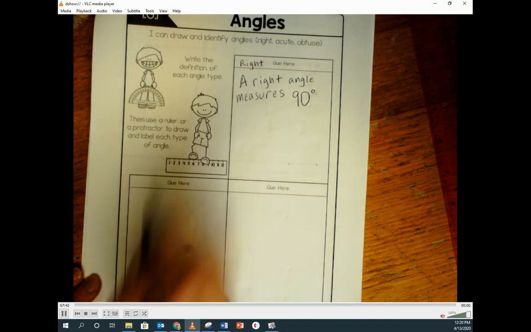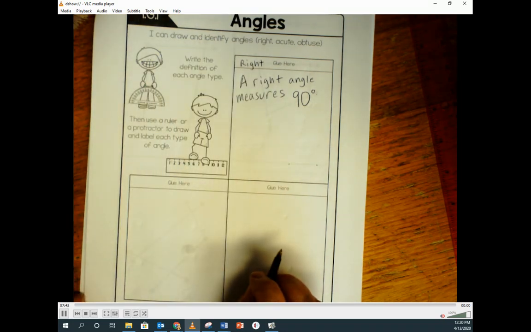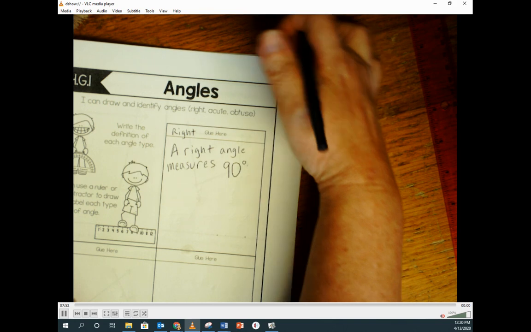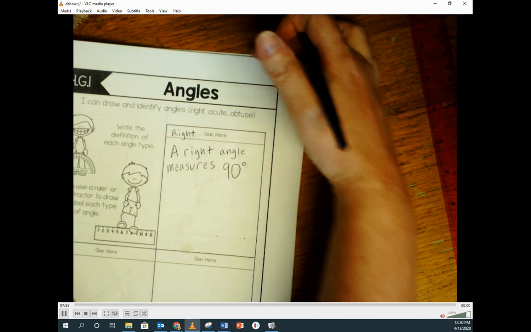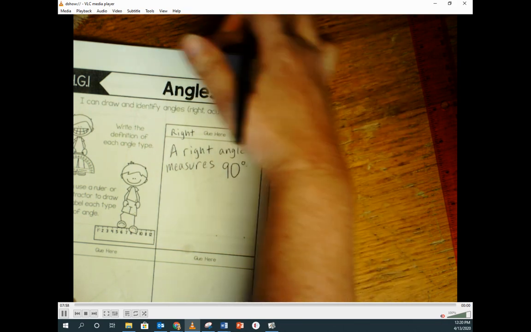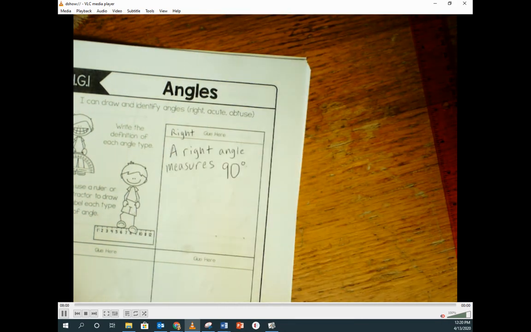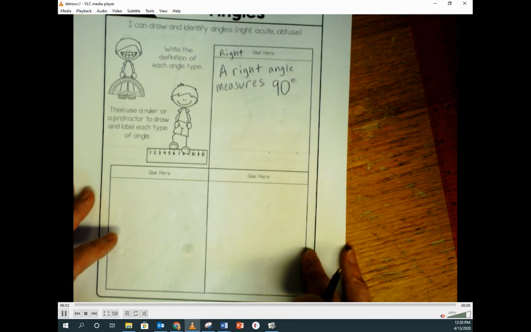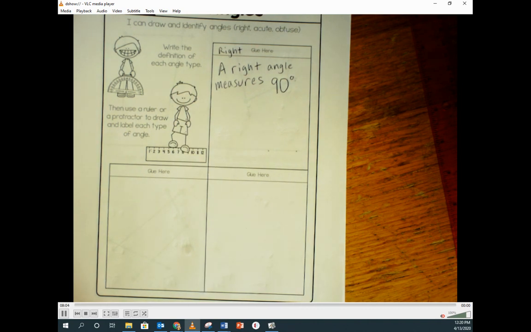So a right angle is like a corner of a book or the corner of our packet, where it's a perfectly straight line both directions. A right angle is like where the floor meets the wall, or the corner of a door, or the corner of a book.